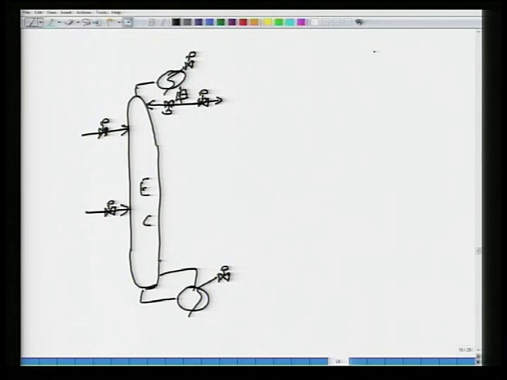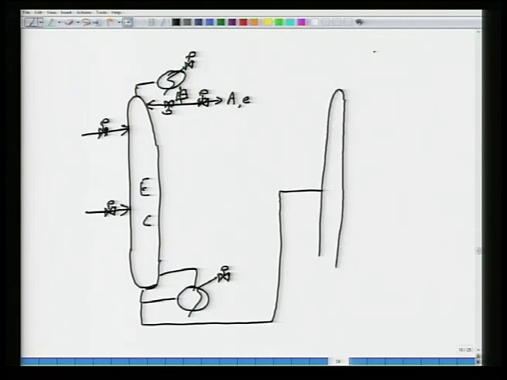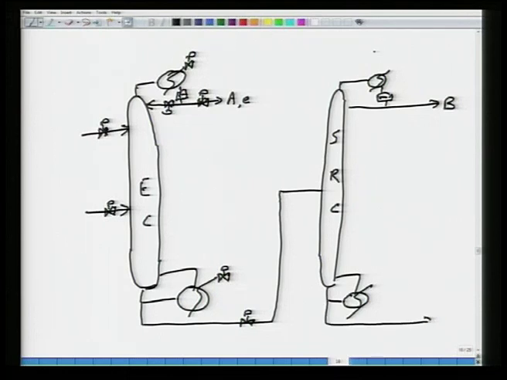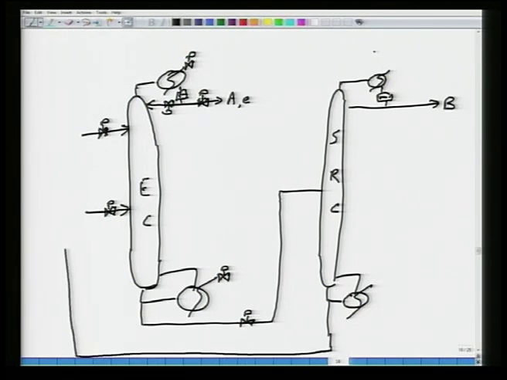Alright, the top stream is essentially, let us say, pure A and some amount of E. Bottoms is essentially B. And this is called the solvent recovery column. From the solvent recovery column, you get pure B up the top, solvent down the bottoms, which is recycled, okay.